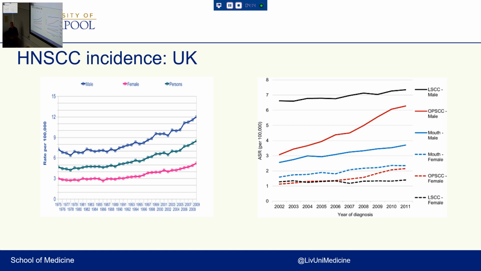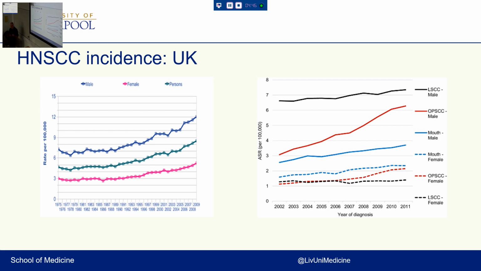What about in the UK? Well, it is one of the cancers which is rising in incidence and has been doing so for the last 2 decades and shows no sign of slowing down. So here we have data which runs from the mid-1970s through to about 2010, and you can see the overall persons, which is the green line in the middle, and in males and females. The male rate is always consistently higher than the female rate, but both are rising.